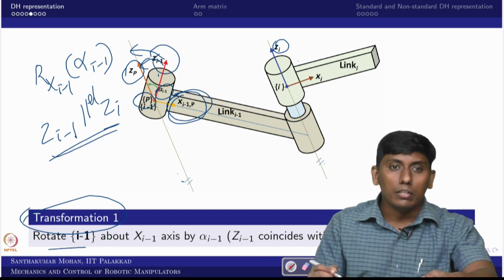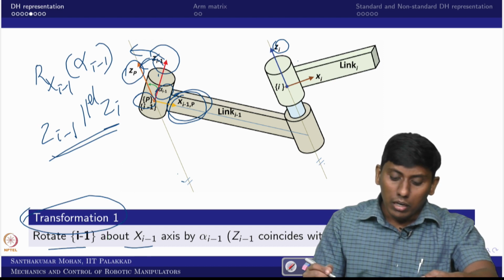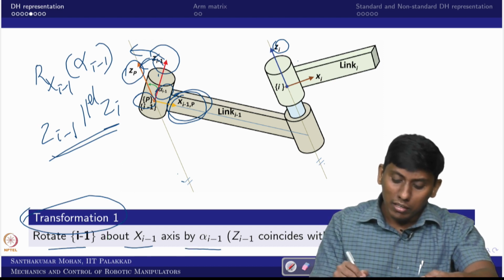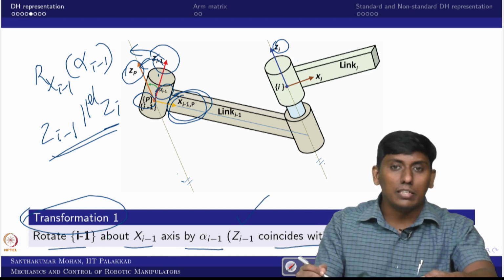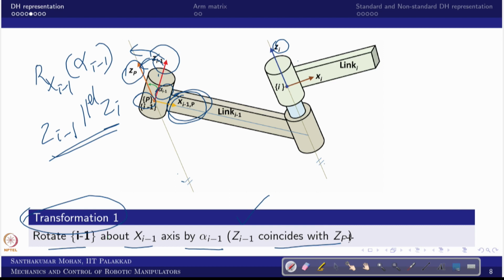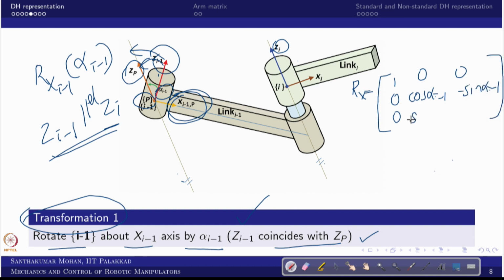Rotate the i minus 1 frame about the Xi minus 1 axis with an angle of alpha i minus 1, which makes Zi minus 1 coincide with Zp. Now the first operation is clear, which is a rotation matrix. I will write this rotation matrix here. It is rotated about x, so this is cos alpha i minus 1, this is minus sine alpha i minus 1, then this is sine alpha i minus 1 and this is cos alpha i minus 1. This is the rotation matrix.